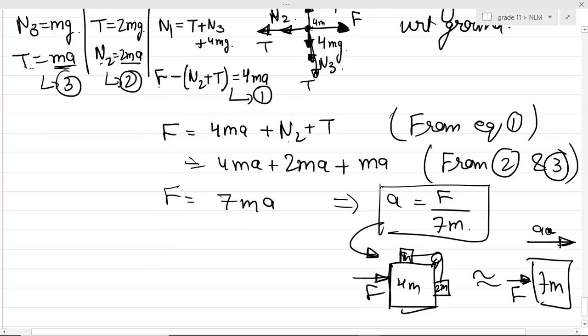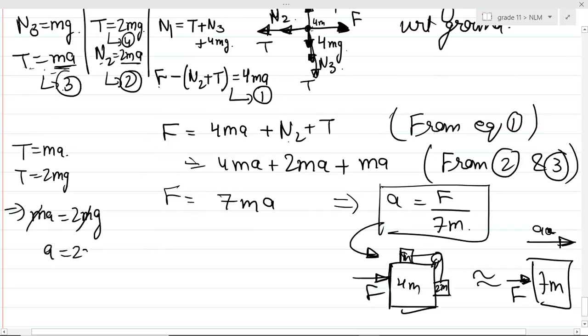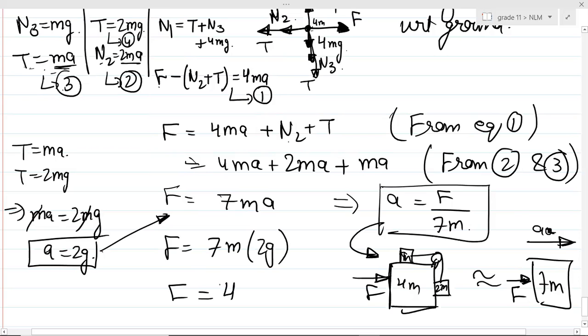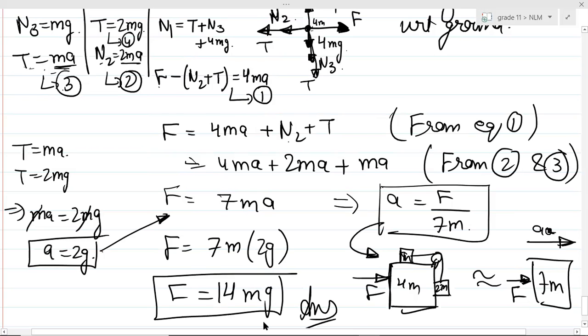Now can you see over here T from equation number 3 and equation number, let's say, 4. T is equal to ma and T is equal to 2mg. So can I say from here ma should be equal to twice of mg? So m will get cancelled and acceleration will become 2g. Yes, I can put this acceleration over here. So from here 7m into 2g, and your force will become 14mg. And that's the answer to your problem. Okay.